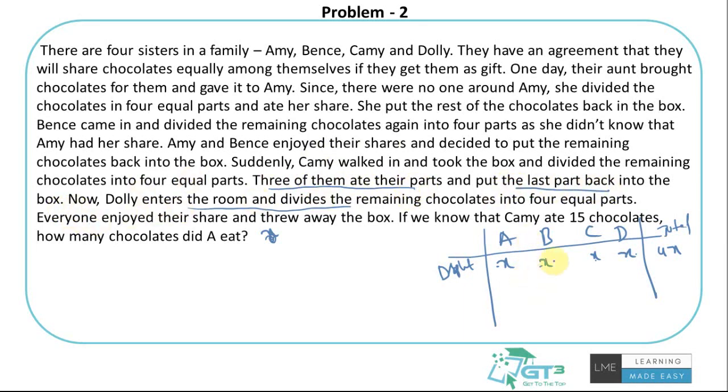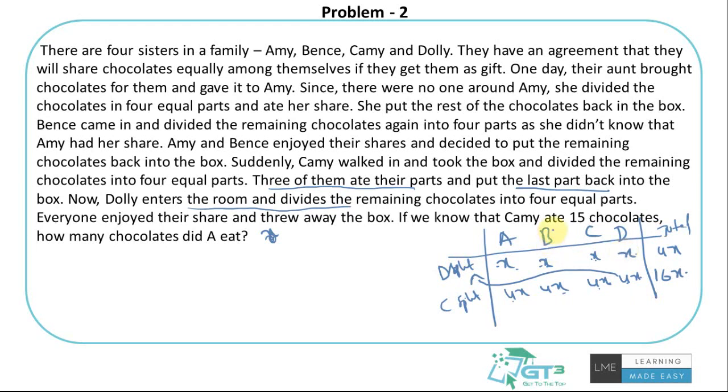So that means when C split them into 4 equal parts, she split them into 4X, 4X, 4X and 4X. A ate 4X, B ate 4X, C ate 4X. Then the 4X was left when D entered, and D saw this 4X and split it into X, X and X. So there were 16X chocolates when C entered. She saw 16X chocolates and split them into 4 equal parts, 4X each. They ate their parts, 4X, 4X, 4X. Then D entered the room, saw 4X, and split it into X, X and X.